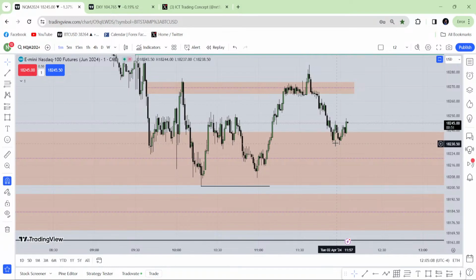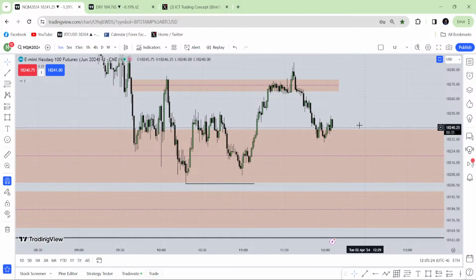Why? It has taken the liquidity in a very nice way. This is a very nice market structure shift. This swing high is not valid for shifting market structure. I don't agree with you. If you mark this one as your market structure shift, then brother, which swing high are we going to mark as our market structure shift? Until now, there is no market structure shift, no swing high which is valid.